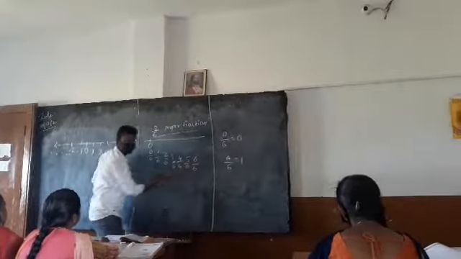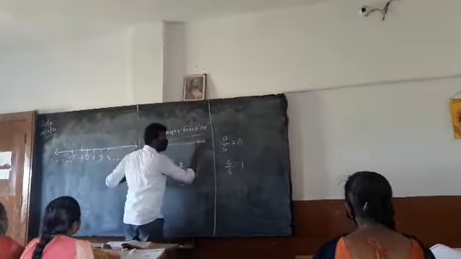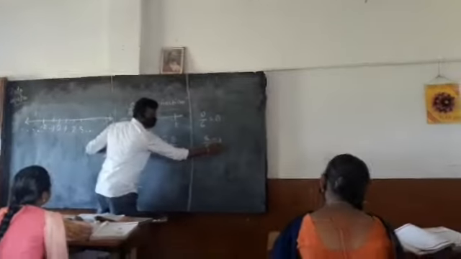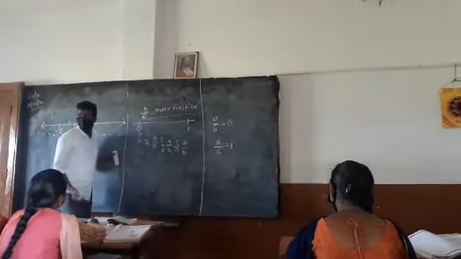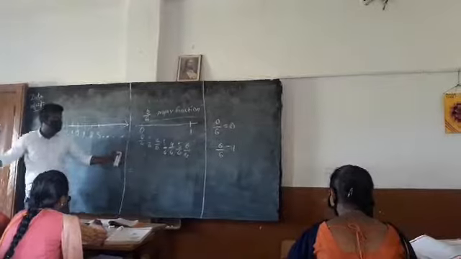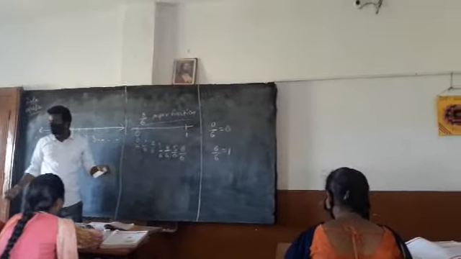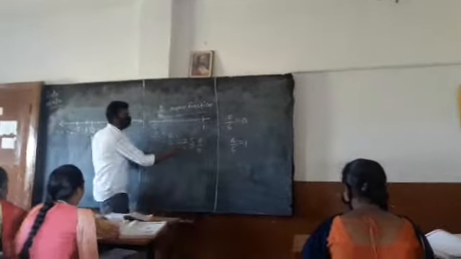What is this 6 by 6? 6. So, between what integers does 5 by 6 lie? 0 and 1. Here it lies.